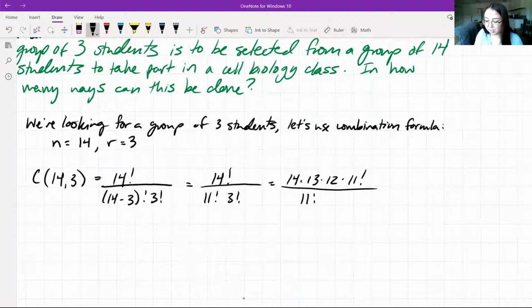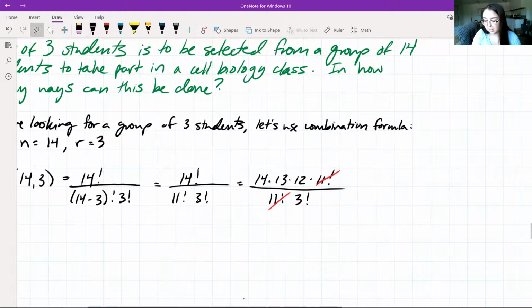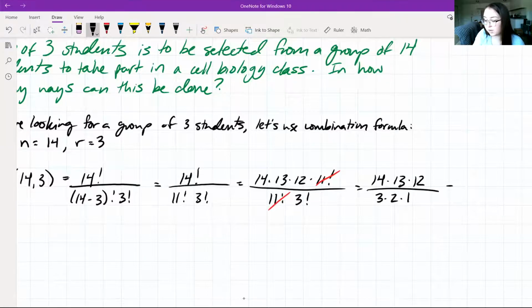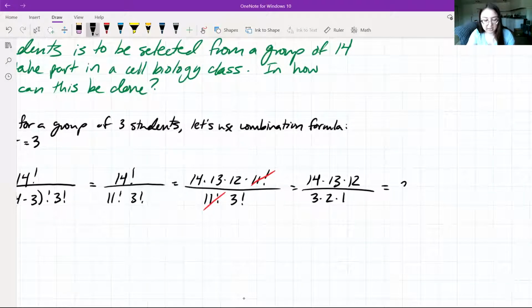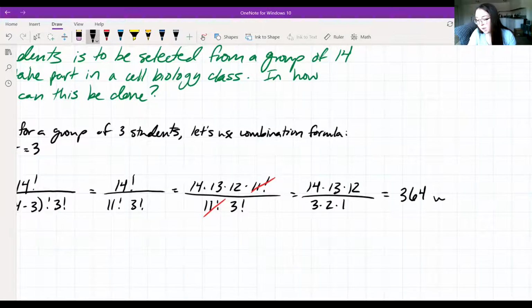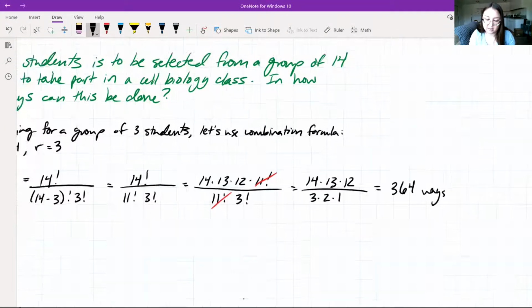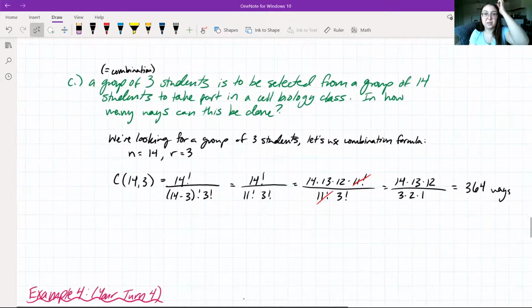In this case, we have 11 factorial in our denominator and 3 factorial. So let's cancel out our 11 factorials. Then we end up with 14 times 13 times 12 divided by 3 factorial, which we know is 3 times 2 times 1. And then when we multiply these values out, we end up getting 364 different ways we can select a group of 3 students.